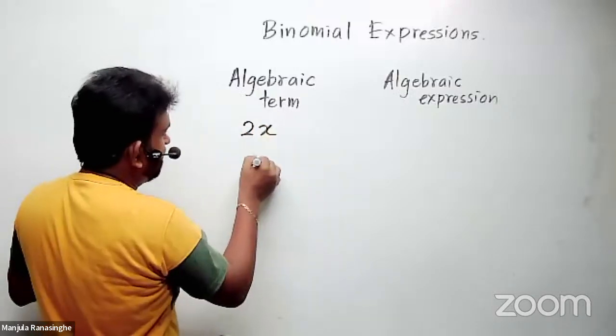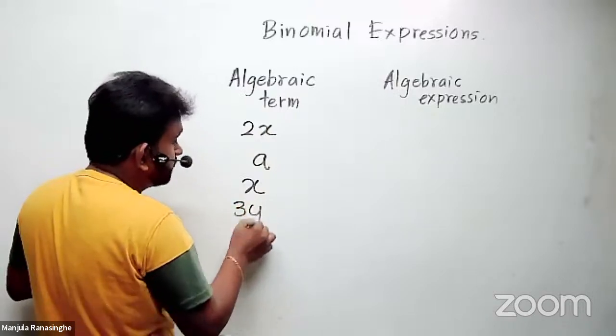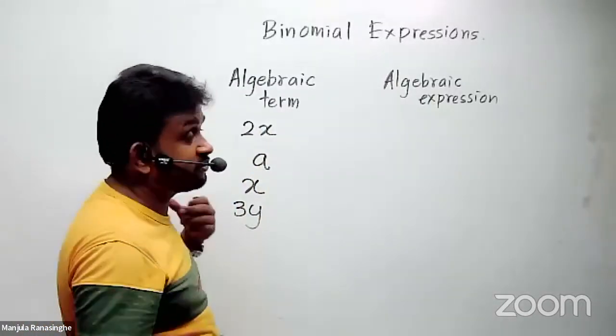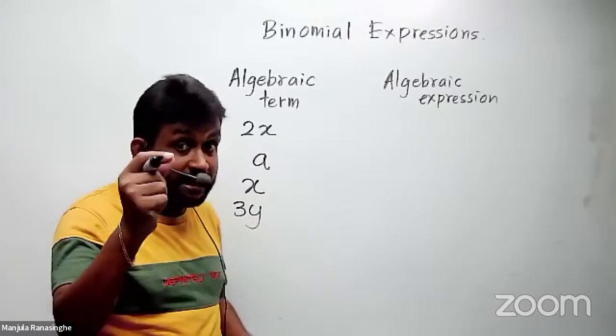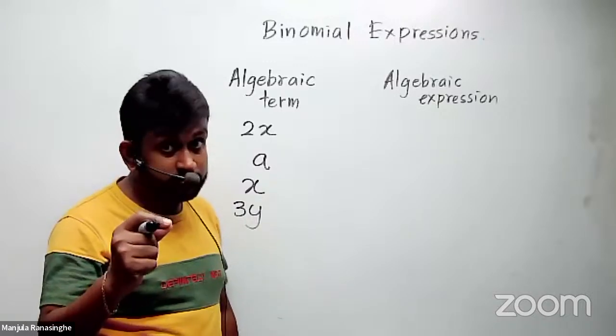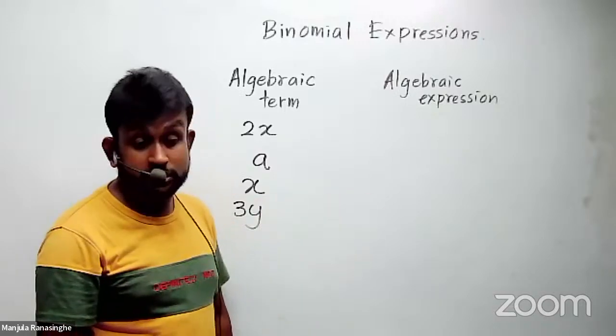Algebraic terms, for an example, 2x is a term and a is a term, right? x is a term, 3y is a term. But algebraic expressions deal with the sum or the difference. It deals with the addition and the minus, the positive, negative signs, and combine the several algebraic terms.